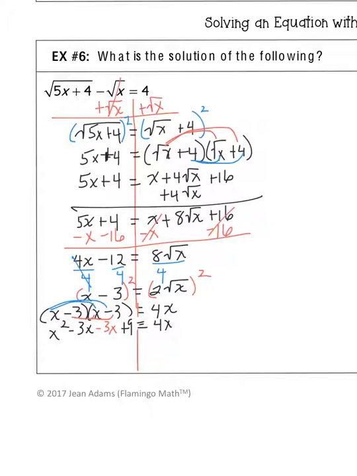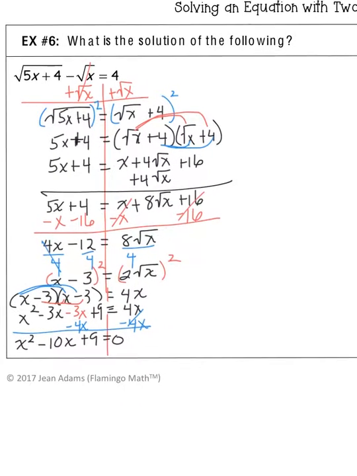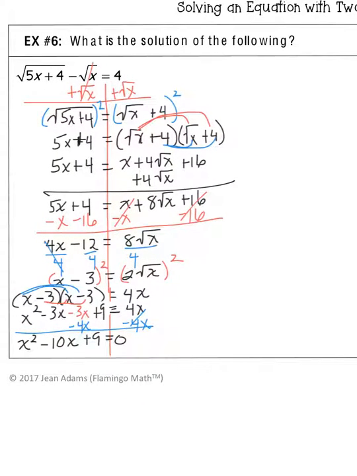So here we go. We're going to move this 4x by subtracting it from both sides. And we finally have x squared, a minus 3, a minus 3, and a minus 4 is a negative 10x plus 9 equals 0. So I'm going to move this over a smidge. We are going to need to factor this trinomial to solve for x.